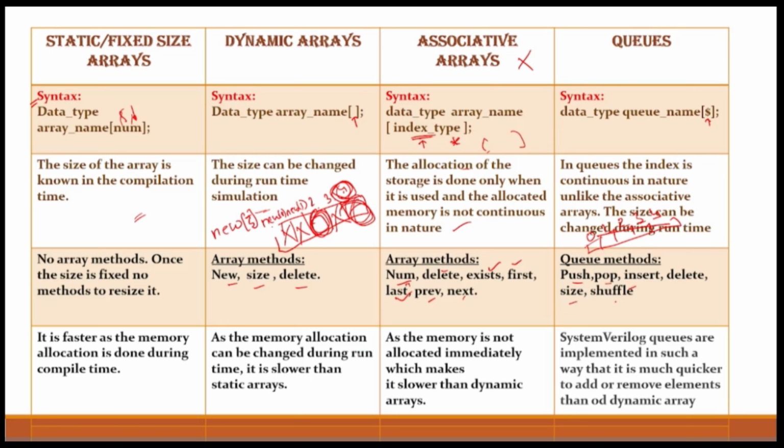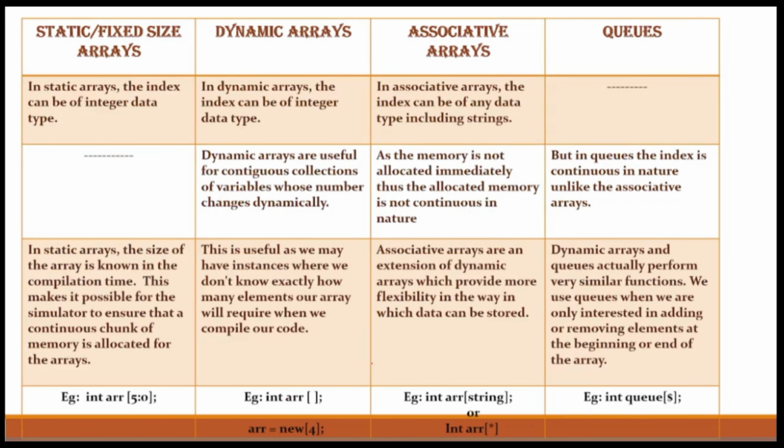So all these are the queue methods. Okay. So it is faster as the memory allocation is done during compilation time. As I already told you, since the memory is already allocated during the compilation time, the simulation is done faster. But in all these three, the simulation is slow compared to that of static array. So when you come to fastness, this is number one, we can say this is number two. Both will be working the same, and this is number three. Compared to dynamic array, associative is much slower. Okay. So this is the thing.